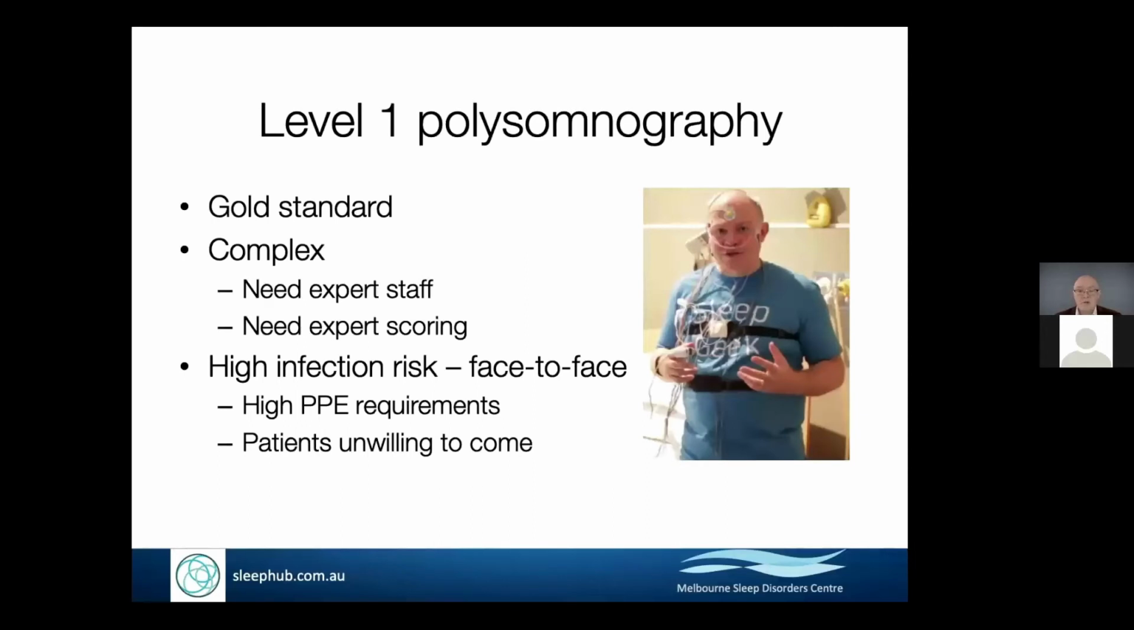You all know about level 1 polysomnography, the perceived gold standard for the diagnosis of a range of sleep disorders, including sleep apnea. It's complex though. You need expert staff, you need lots of scoring. People need to come into a hospital environment. It has to be done face-to-face. So during a pandemic, there are lots of PPE requirements. And we found in Australia, patients were unwilling to come into the hospital because the highest incidence or prevalence of coronavirus is actually in healthcare settings.